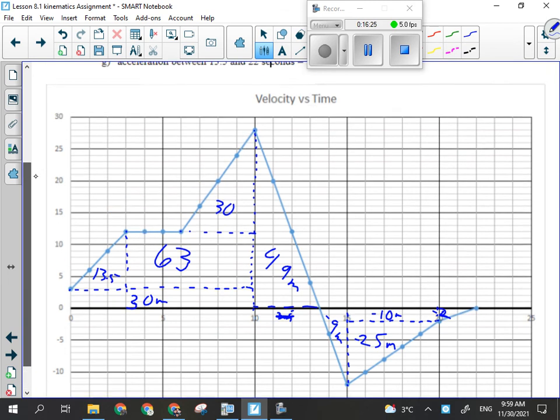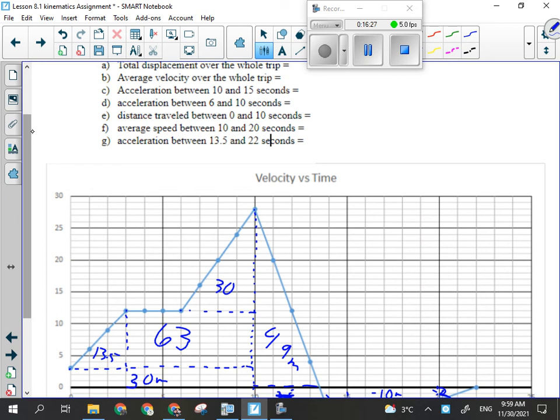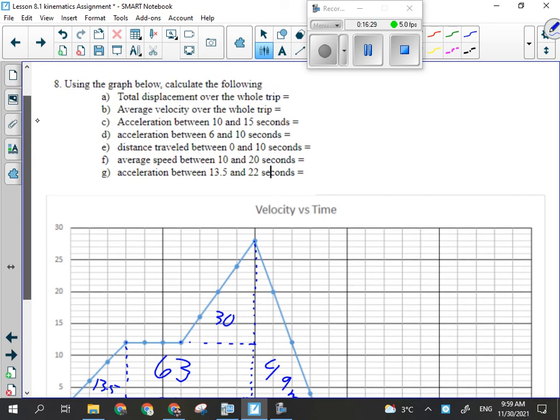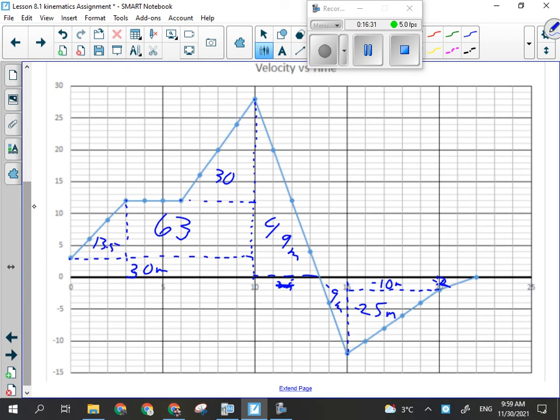Okay. And then, as I'm running out of time here, acceleration between 10 and 15 seconds. All right, so at time 10 seconds, our initial velocity is positive 27, and at 15 seconds, it is negative 12. So we got negative 12 minus 27, and that takes place over 5 seconds. Right, so we got negative 39 divided by 5. That'll give us our acceleration in meters per second squared.